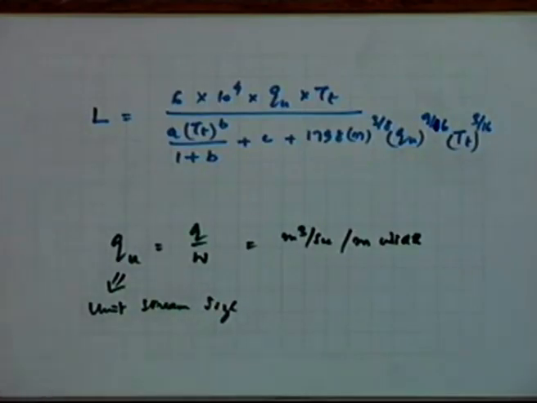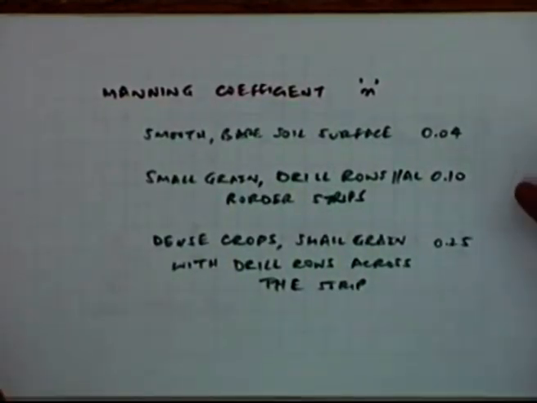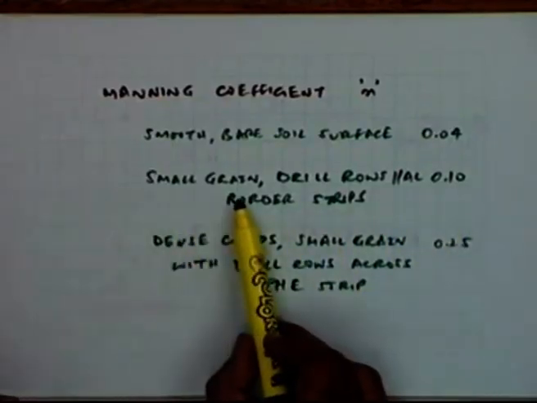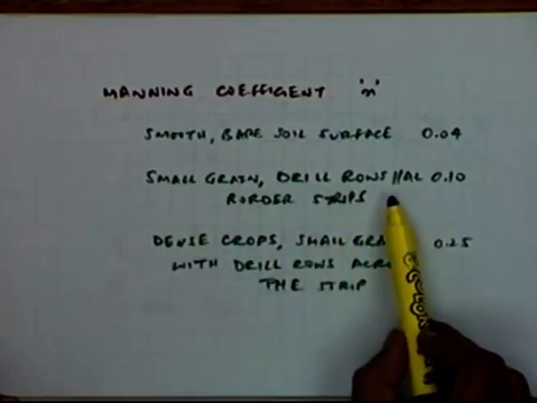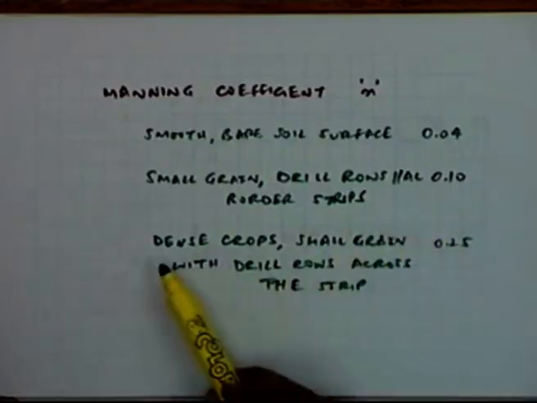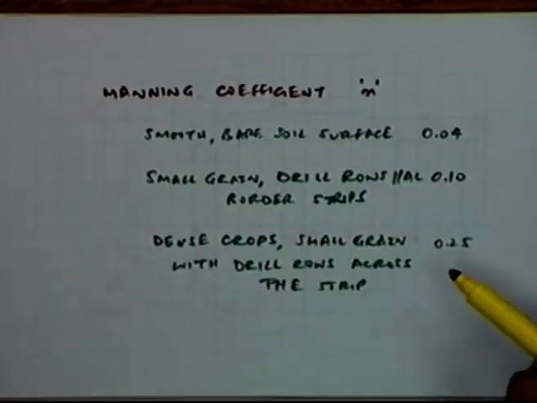And in this, the n value is the same as we had used for the border irrigation system. I had given you the 3 n values which are representative of 3 conditions. This value was for smooth bare soil surface. 0.1 is taken when you have small grain drill rows parallel to the border strip, and if you have a dense crop or when the rows are drilled across the border strip, then you have more resistance. The n value is 0.25.